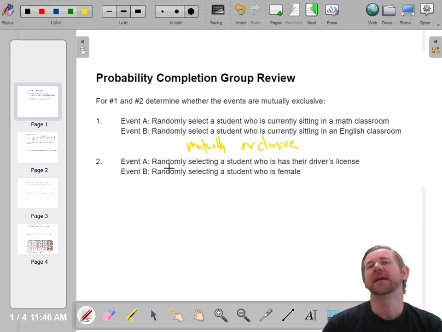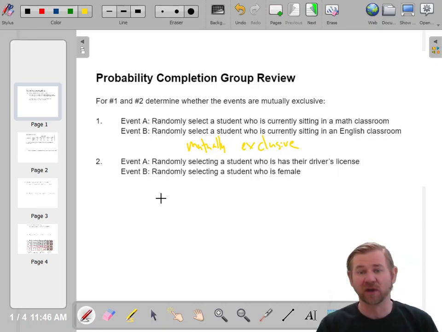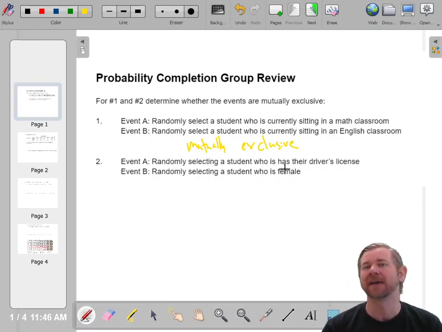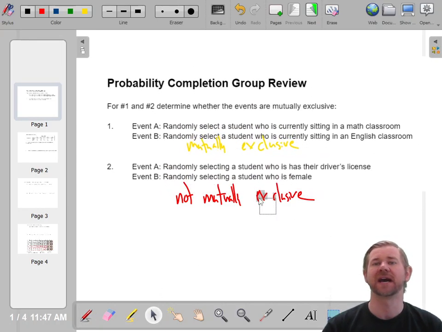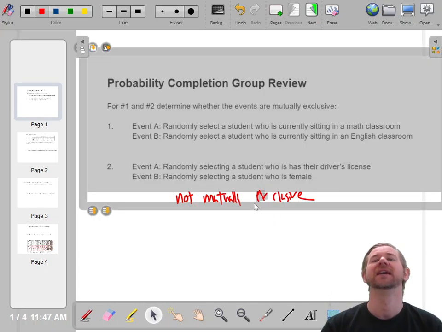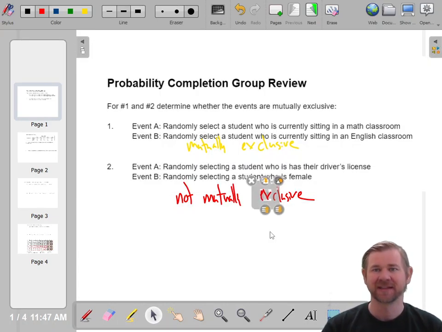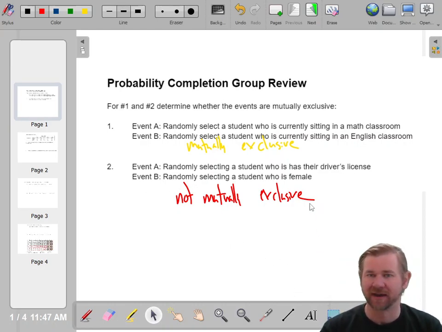The second problem says, if I randomly select a student, is it possible that the student I select is a female who has a driver's license? Of course, you could have a person who is a female who has a driver's license. So since they can happen at the same time, these events are not mutually exclusive. If they can happen at the same time, they are not mutually exclusive. If they cannot happen at the same time, they are mutually exclusive events.